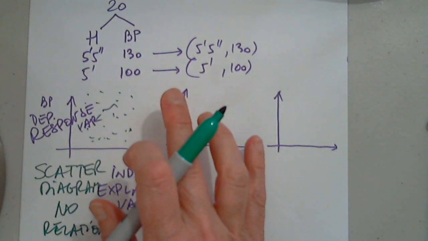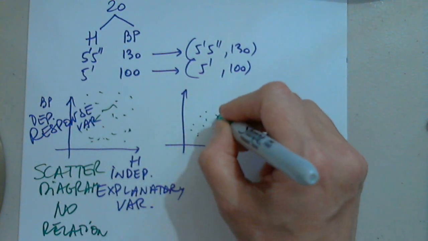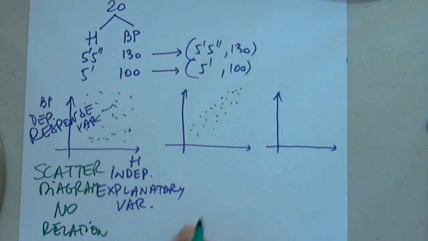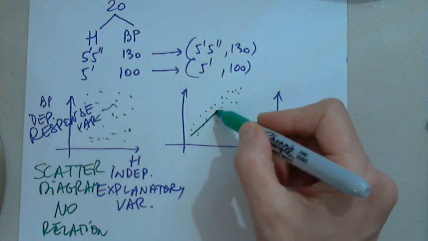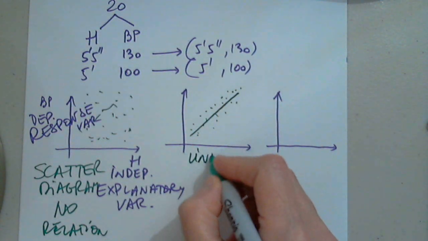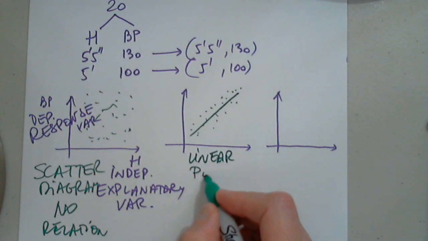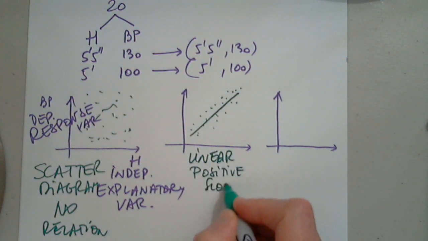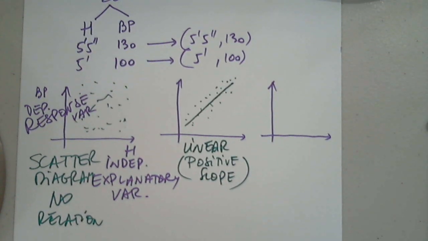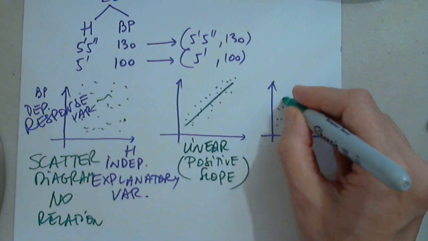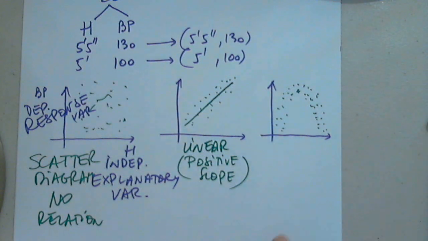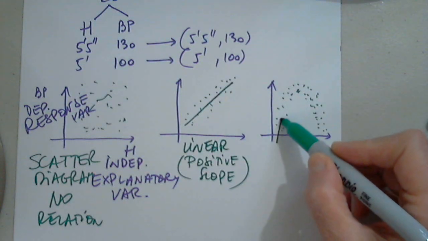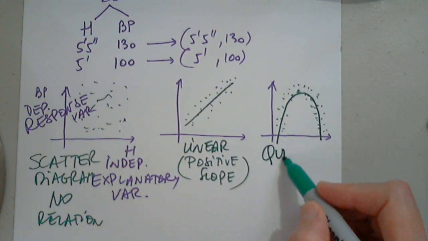What if when I plot those 20 points, I get something like this? The relationship would be the taller they are, the higher the blood pressure. Excellent. Linear with a positive slope. What about this? What if I plot them and I get this? Would that be linear, with a positive and negative slope? Careful. Oh, bell-shaped. Quadratic.